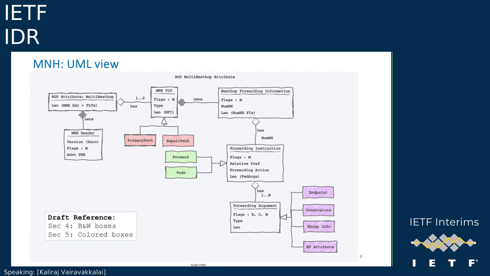So I alluded to the reorganization of the draft. Section 4 describes the skeleton framework, which are the black boxes. And section 5 defines all the colored boxes, which are basically the entities defined in this draft. And in the future, you may have other drafts which define these colored boxes.